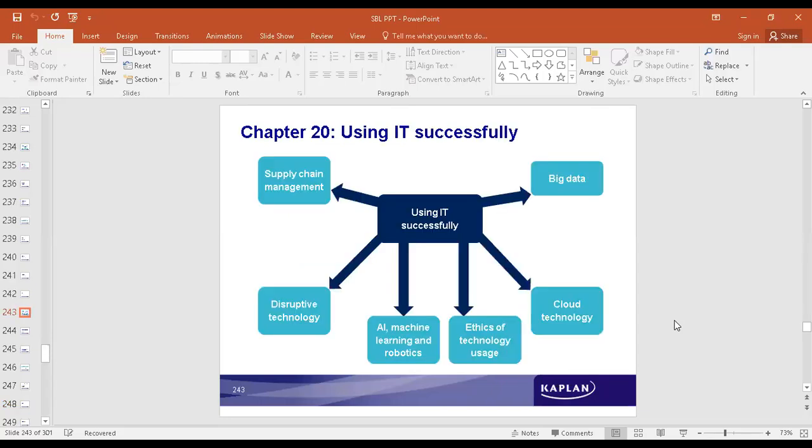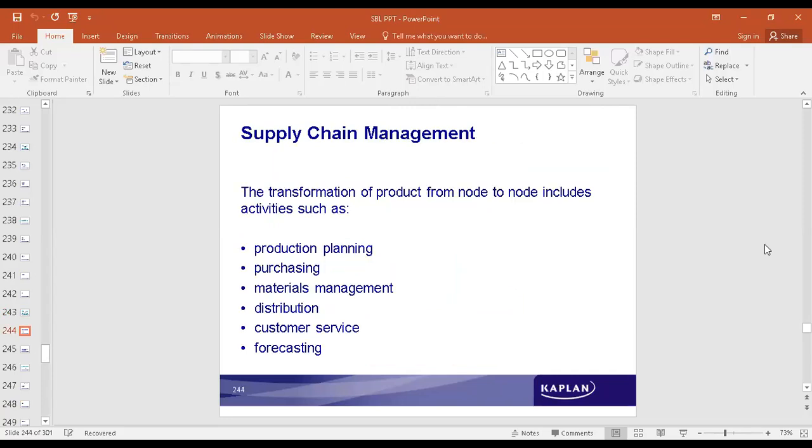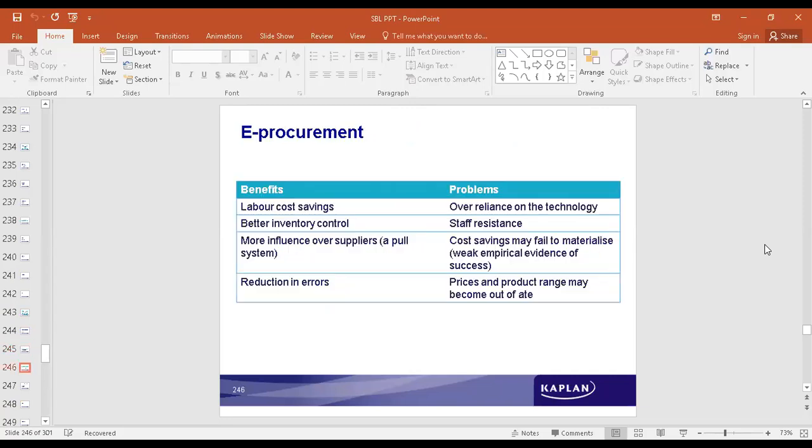Then we also started with using IT successfully. We have understood supply chain management, the concept of supply chain management. Push system, pull system, we have understood. Then what's the concept of e-procurement? When the suppliers are all present on the electronic platform, it becomes easy to choose the supplier so that time can be saved. So we've understood the benefits and the problems associated with e-procurement.